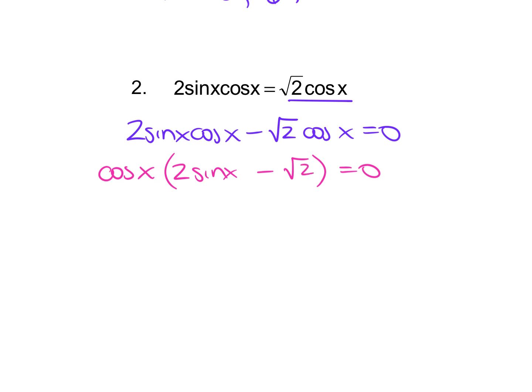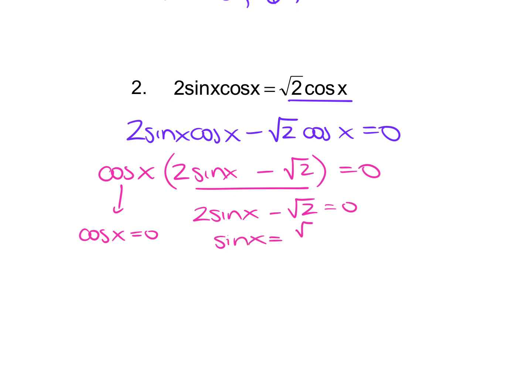Are we in the place now that if we set our two factors equal to 0 that we could solve each of them for a single trig function? Yes. So we'll take cosine and we will set it equal to 0, and we'll be looking for where is cosine equal to 0. We can get answers from our chart. If we take this whole parentheses here and set it equal to 0, what am I going to do to solve this one? Add root 2 and divide by 2. So this one is going to be looking for where is sine equal to root 2 over 2.